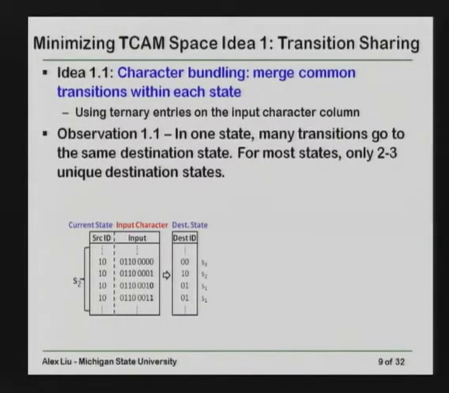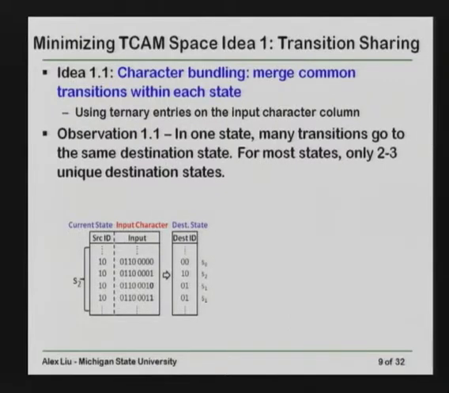So our first idea for minimizing TCAM space is called transition sharing, and within transition sharing we have 2 sub-ideas. One is character bundling, and another is shadow encoding. Let's first take a look at character bundling. The basic idea is to merge common transitions within each state, using ternary entries on the input character column. There are 3 columns, right? You have a current state column, an input character column, and then the lookup result gives you the destination state ID.